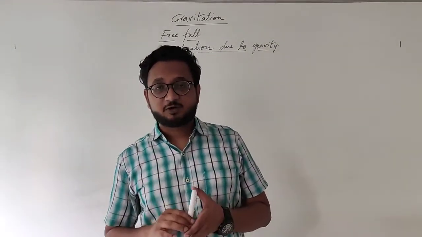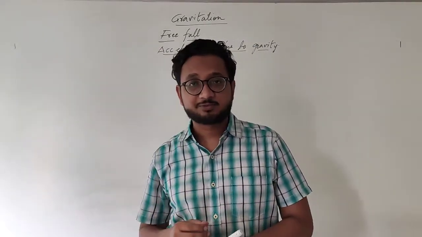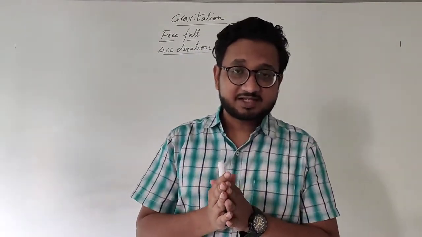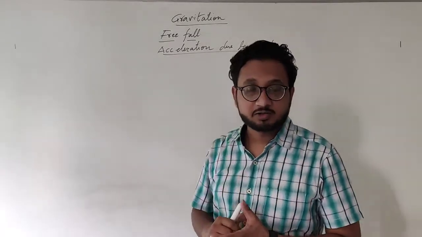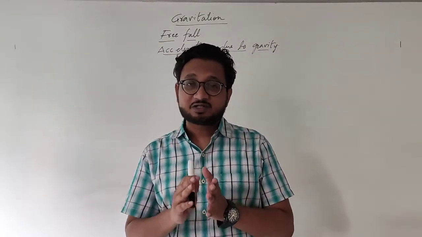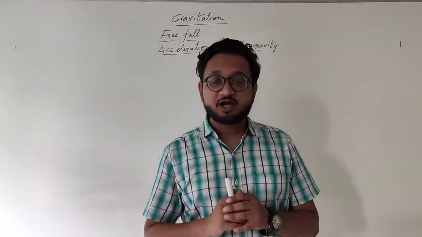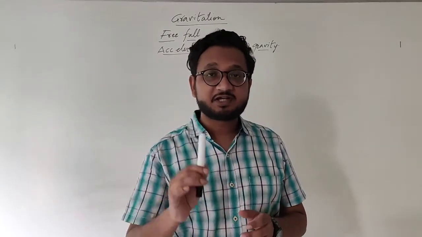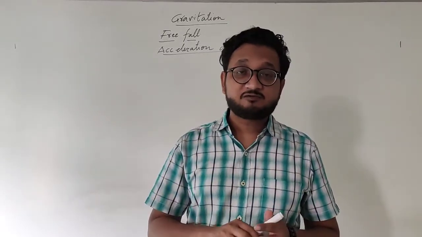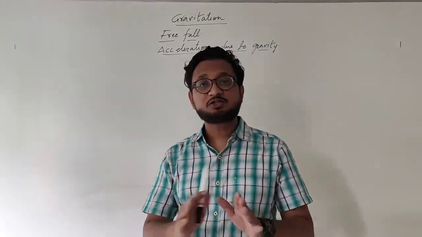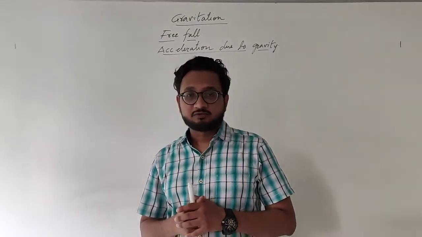So what is a free fall? Suppose this marker, when I release it, it falls down, and it is falling downwards because the gravitational force is acting on it. Now the difference between a normal fall and a free fall is that when we talk about free fall, we are only taking into consideration the gravitational force. That is, if an object is falling under the influence of gravitational force only, and no other force is acting on it, then such a fall of an object is called free fall.